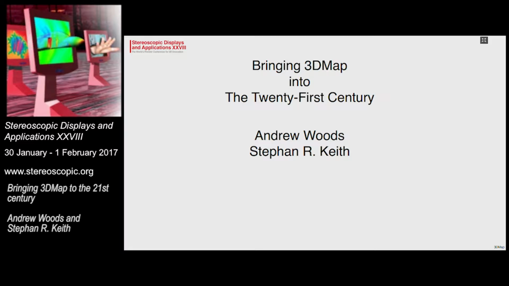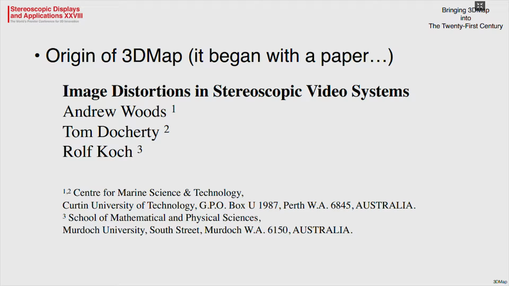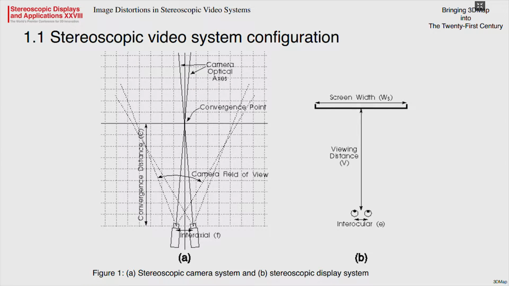Thanks, everyone. 3D map was the tool I used to prepare a paper in 1993. This is it here, Image Distortions in Stereoscopic Video Systems. It was primarily part of my master's research, and it's been a very popular paper over the years. It's acquired over 500 citations since being published. The 3D map tool was developed to allow an analysis of the geometry of a stereoscopic display from the capture system right through to the display system.